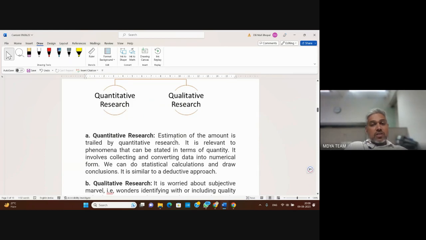Quantitative research is the estimation of amounts. It is relevant to phenomena that can be stated in terms of quantity, right? It involves collecting and converting data into numerical form. We can do statistical calculation and draw conclusions. It is similar to the deductive approach because the deductive approach is more scientific and objective.